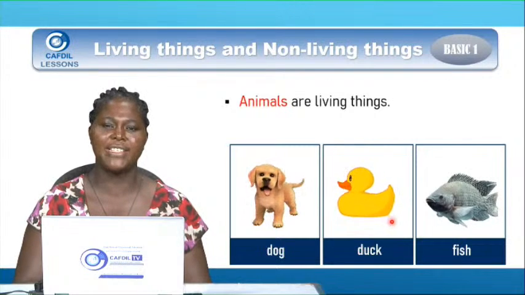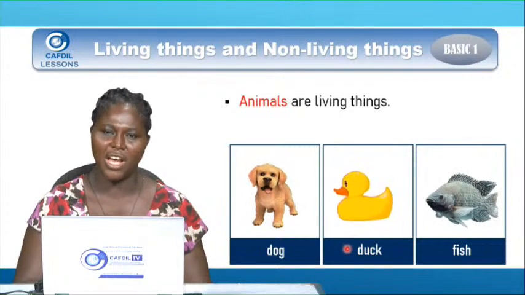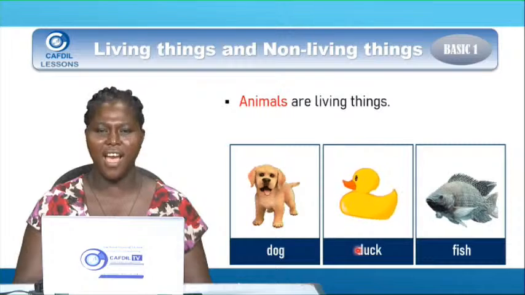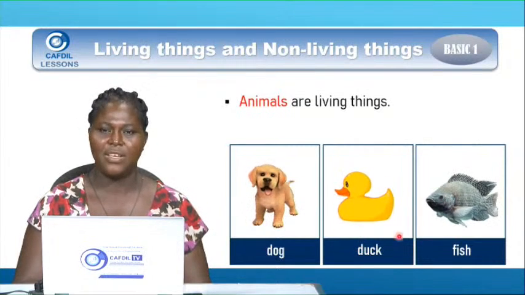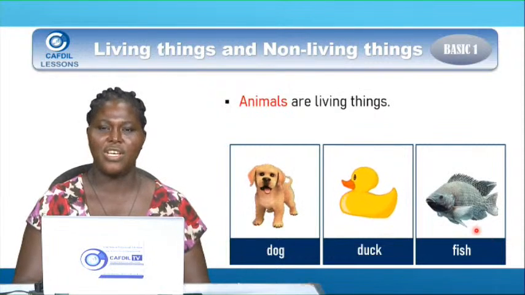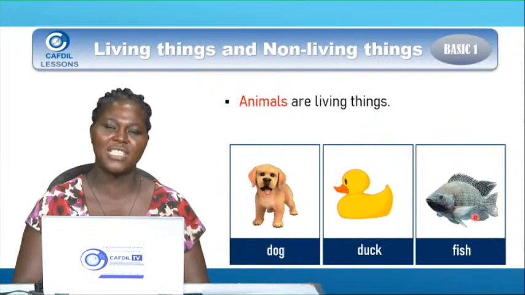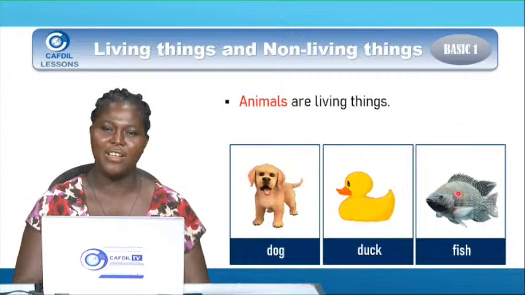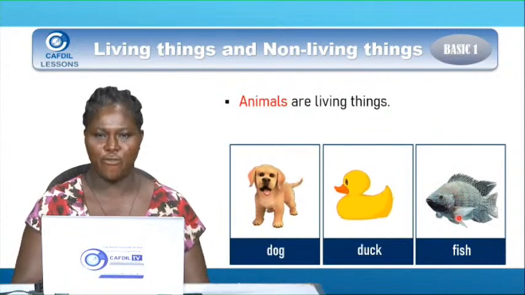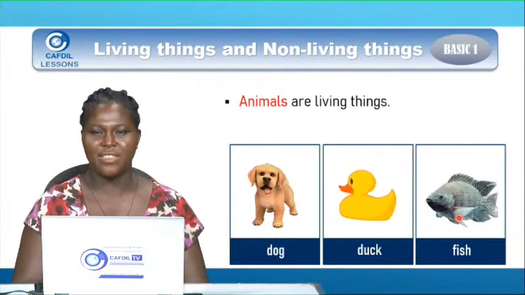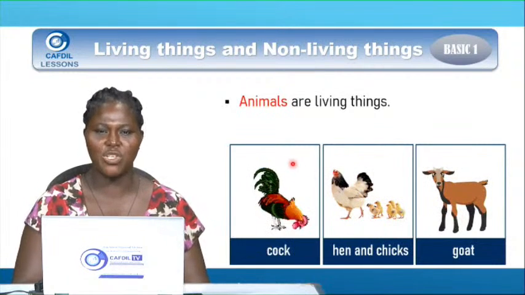Now we saw a duck in the picture, and a duck is an animal, and a duck is a living thing. We saw a fish in the picture. The man was catching fish in the river. So the fish is an animal, and the fish is a living thing. Let's continue.